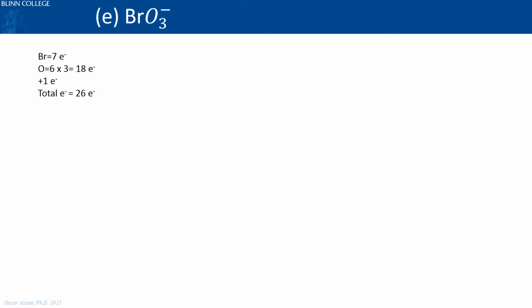Our next and our last molecule is the anion bromine trioxide. Bromine has 7 electrons, while oxygen has 6. We have 3 oxygens, so we need to multiply those numbers and get 18. But we also have 1 free electron that we're adding in the mix because it is an anion, meaning that it gained an electron. So we should get a grand total of 26 electrons.